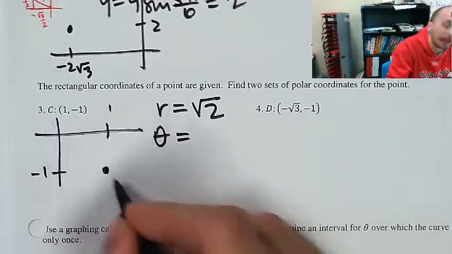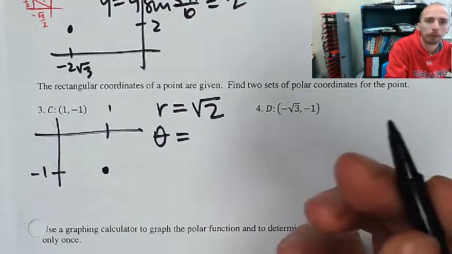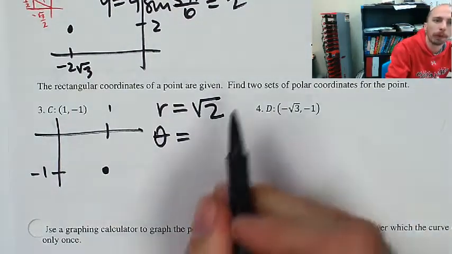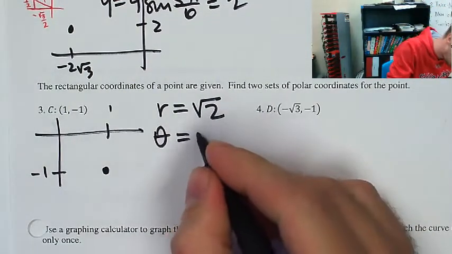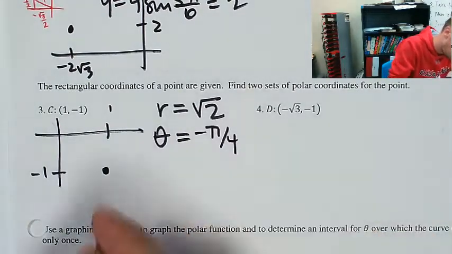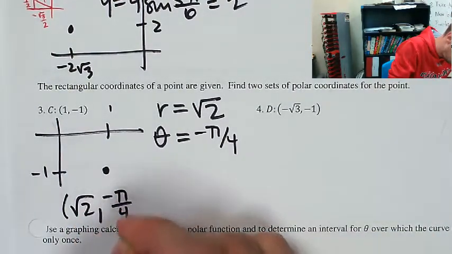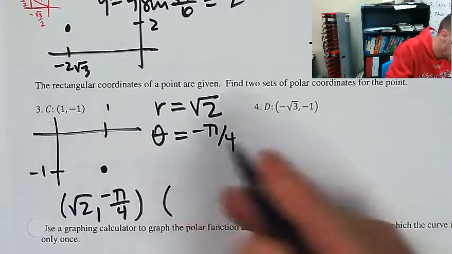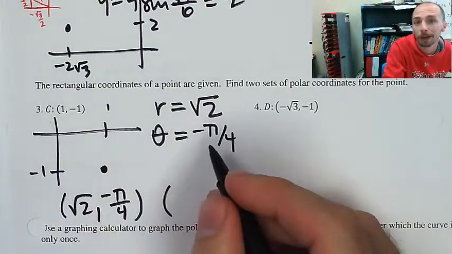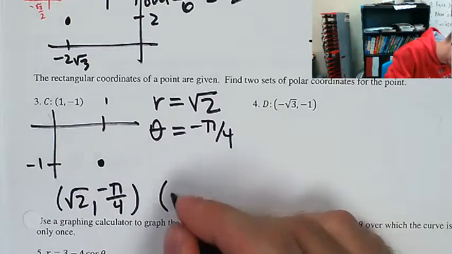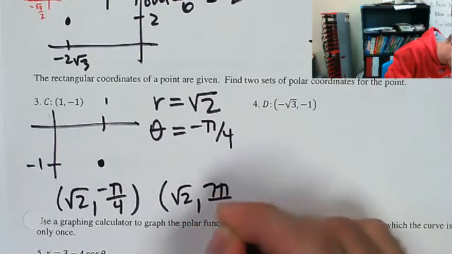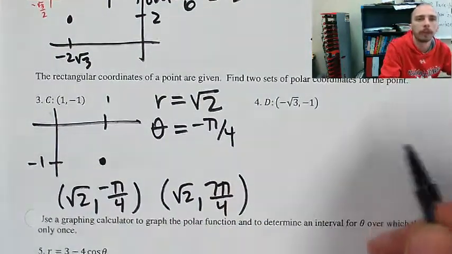Theta could be negative pi over 4. You could call it 7 pi over 4. Also, maybe I'll use both of them to write 2 sets of polar coordinates. Okay, so negative pi over 4. So on one hand, I have square root 2, negative pi over 4, and then I can always add 2 pi and be at the same spot, right? Add 2 pi to theta, not to r. So square root of 2 and 7 pi over 4, and that'll be good for us.